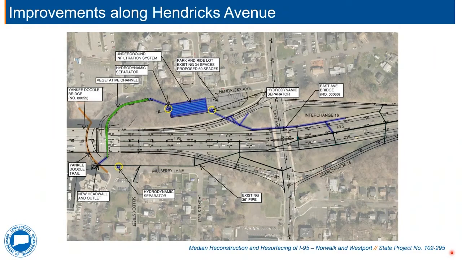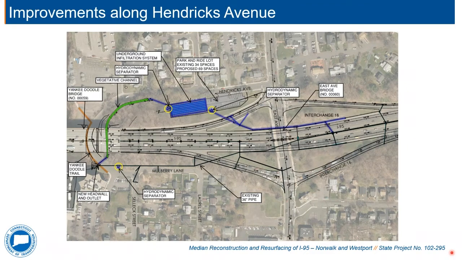This graphic includes work to be performed in the vicinity of Hendricks Avenue and Interchange 16. The supplemental I-95 drainage mentioned earlier is highlighted in blue, while the existing drainage system is represented by the non-highlighted black lines. As depicted, the new drainage system includes the installation of a new underground infiltration system beneath the Hendricks Avenue commuter parking lot, which itself is being reconstructed and expanded as part of Project 102-295.